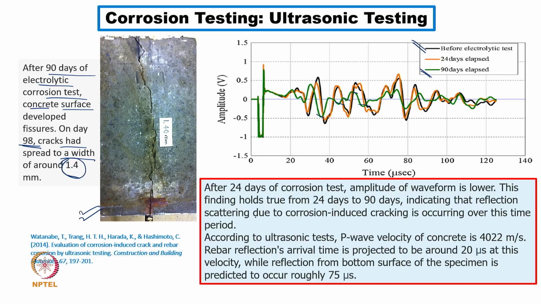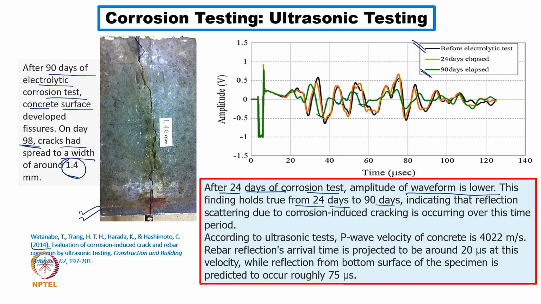So, what can be said, again from the same reference which has been picked up earlier, is that after 24 days of the corrosion test, the amplitude of the waveform is lowered, or reduced. This finding holds true from 24 days to 90 days.